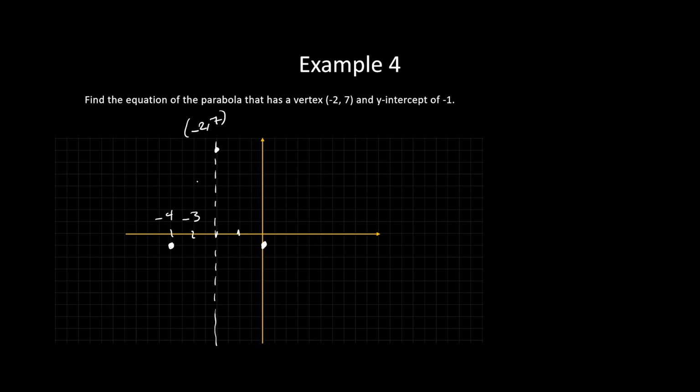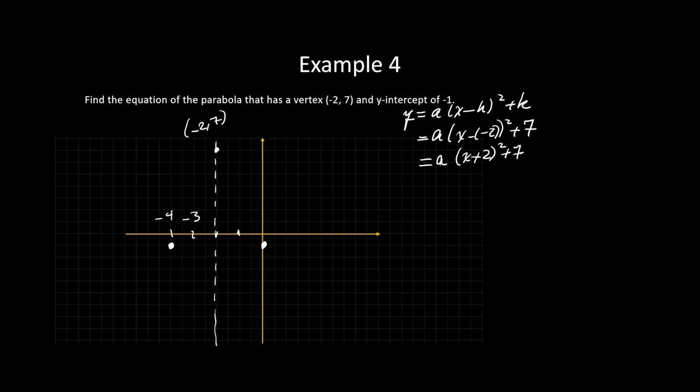So again, it's the same thing as in the previous example. Let's throw it right here: y equals a times (x minus h) squared plus k. h is negative 2, so x minus negative 2 squared plus 7. k is 7. So it's a times (x plus 2) squared plus 7. Well, now I'm good except for a.